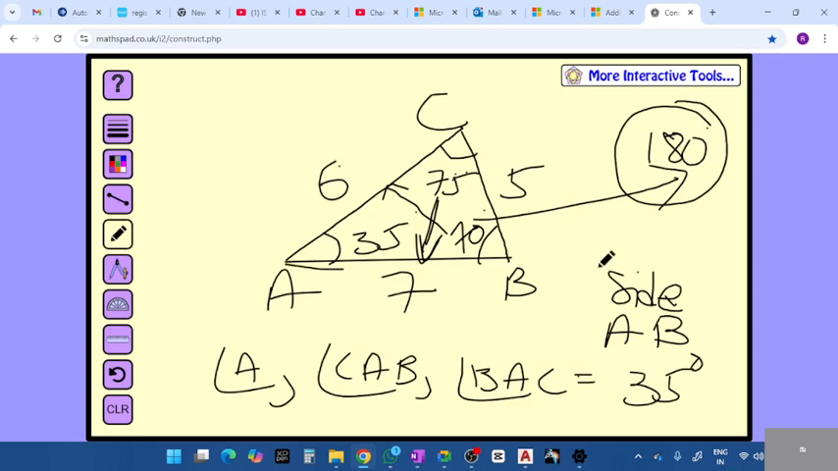AB is the line. Next, for angle B, which is the opposite side? Side AC, right? Yes. So from this, whichever angle is greater, students, angle C is greater. So which side will be greater out of these three sides? AB will be greater. The next side, which side will be greater? AC.